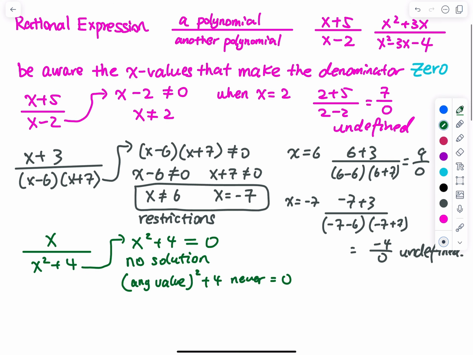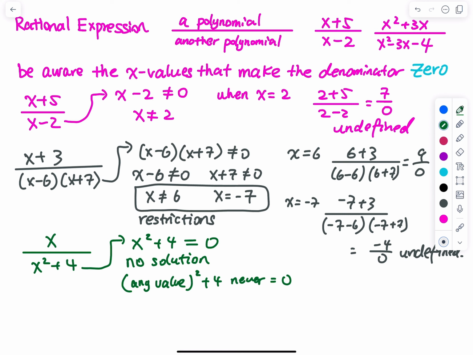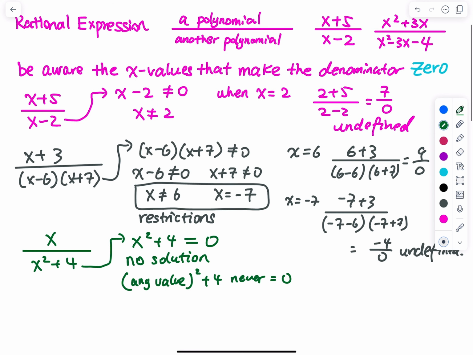So in this rational expression, x can be any value. Negative, positive, 0, be my guess. Okay, let's move on to the next topic.